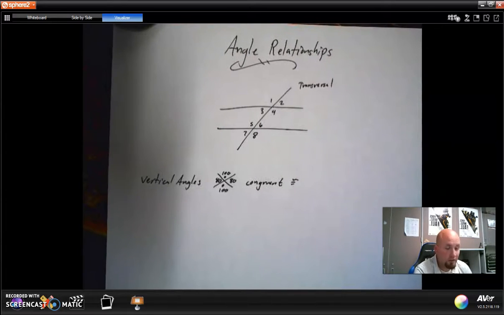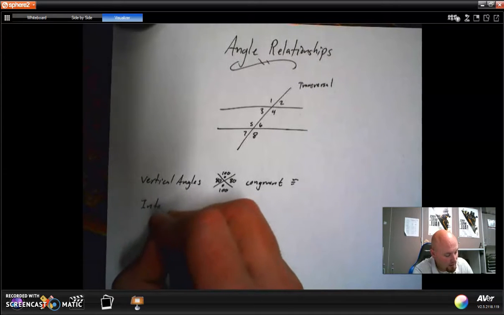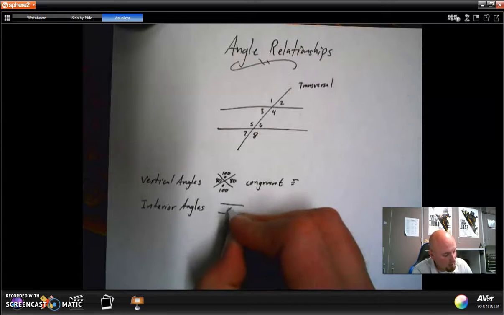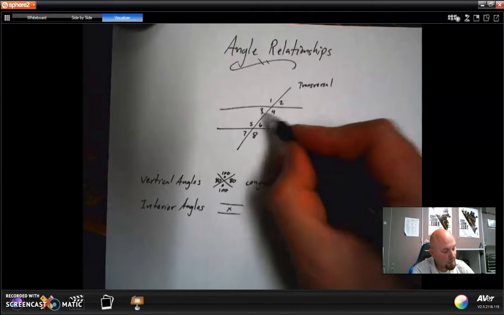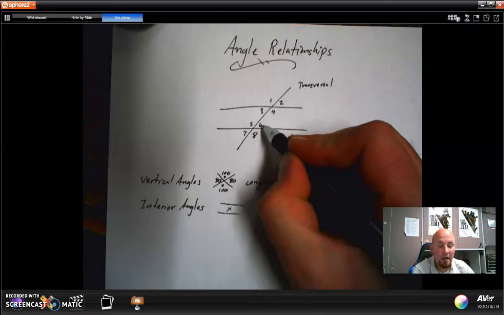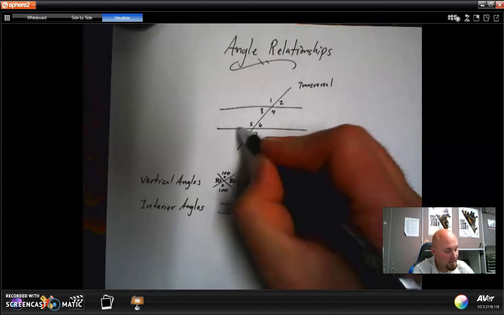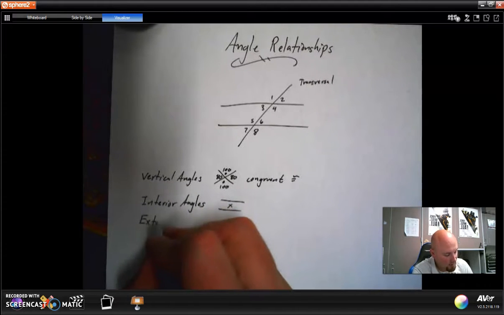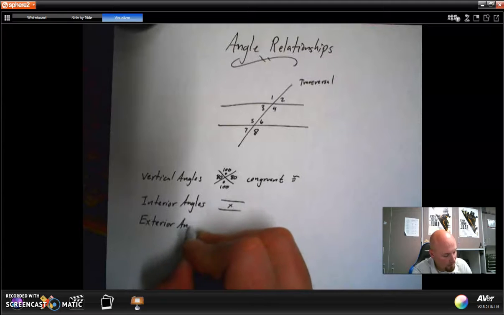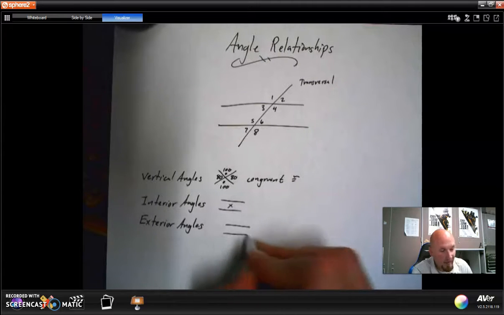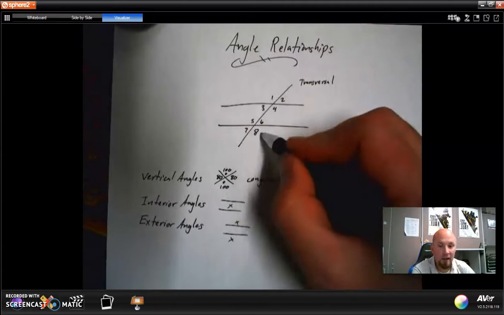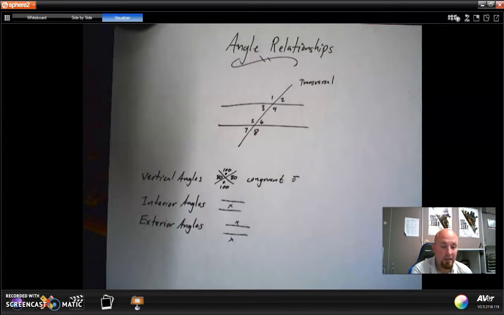Now, there's also interior angles. Interior angles are angles that are inside the parallel lines. So 3 and 4 and 5 and 6 are interior angles because they're inside the parallel lines. We also have exterior angles. Exterior angles are angles that are outside the parallel lines. They do not lie in between them, they lie on the outside. So like 1 and 2 and 7 and 8, those are the exterior angles.